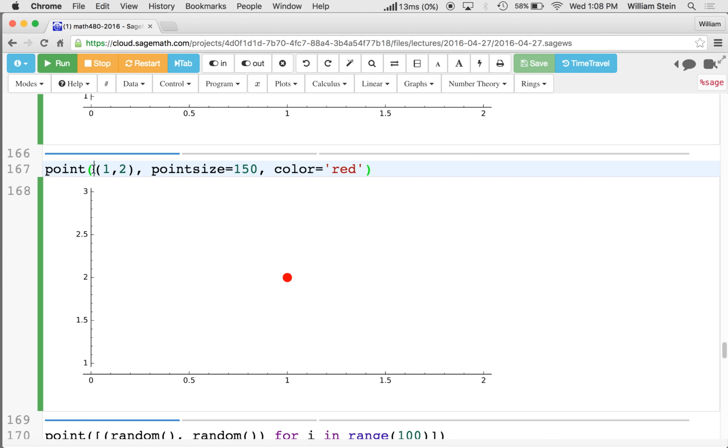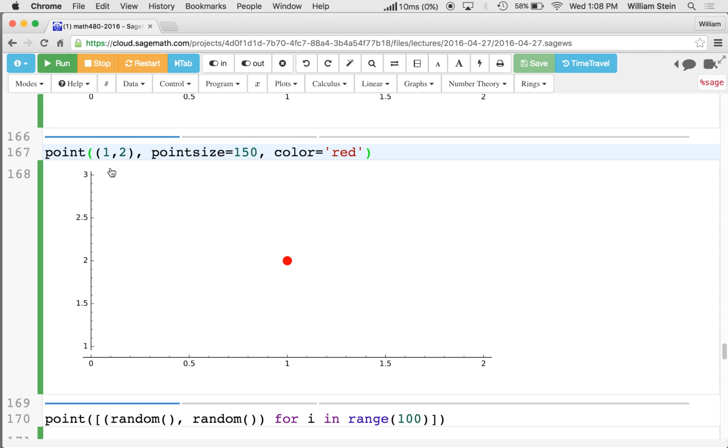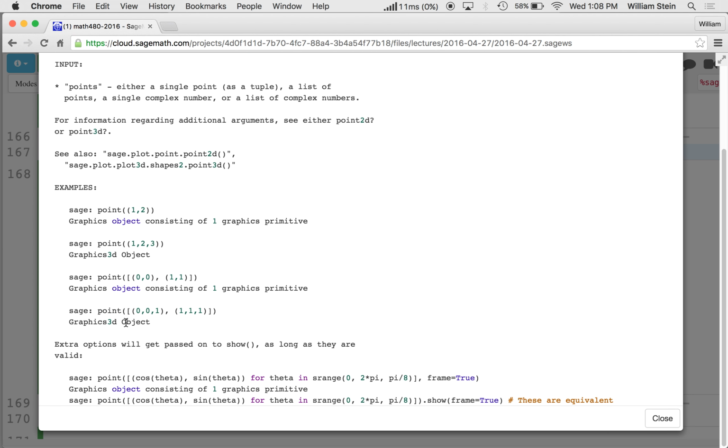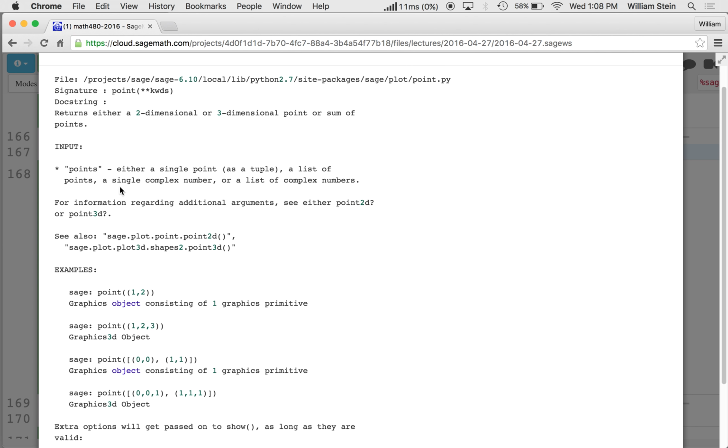Okay, there's a whole bunch. If you do point and hit the tab key like I just did, then some help will pop up. Or maybe I have to do point question mark. Oh, there it is. And you can see that there's a bunch of generic options. And I guess you have to do point 2D to see the documentation.